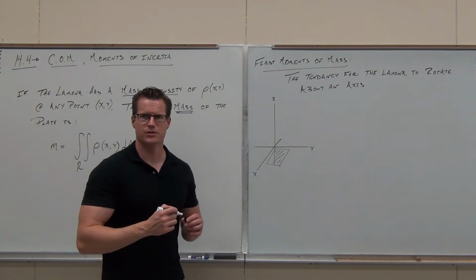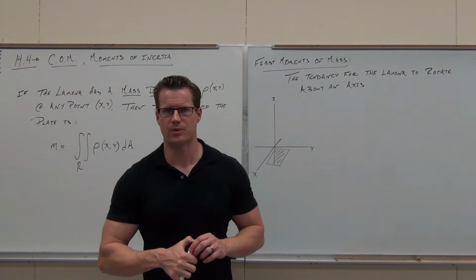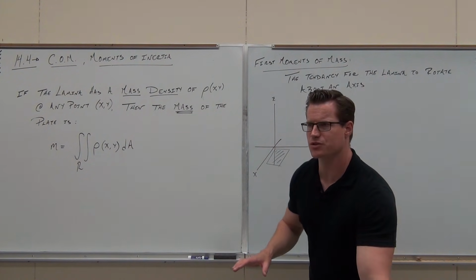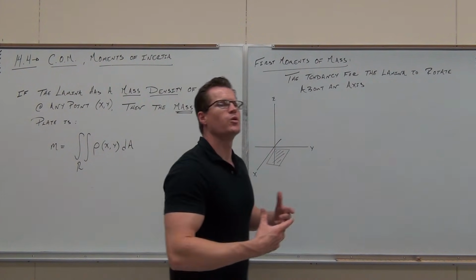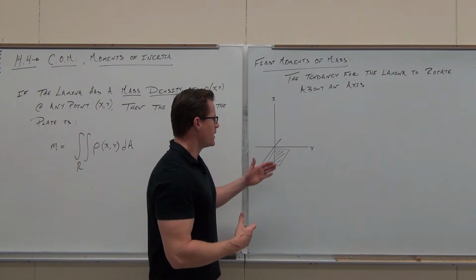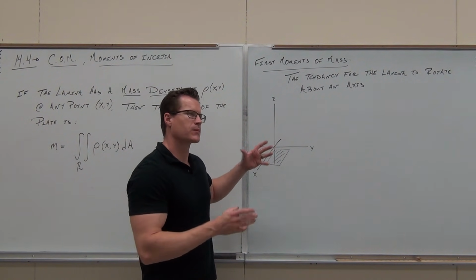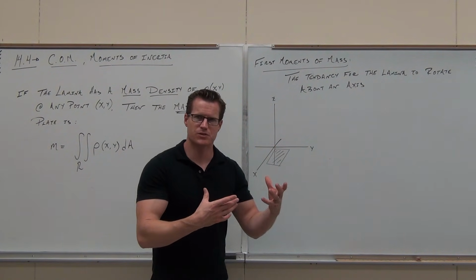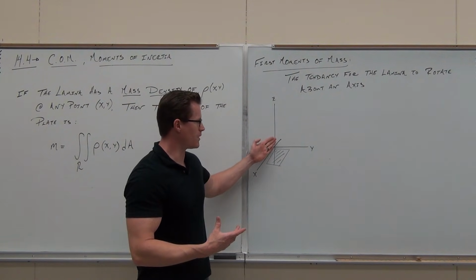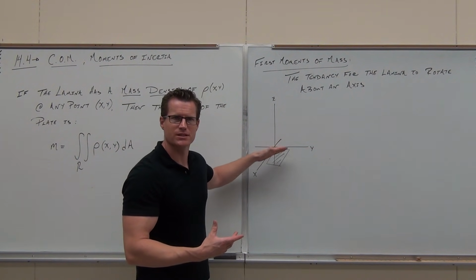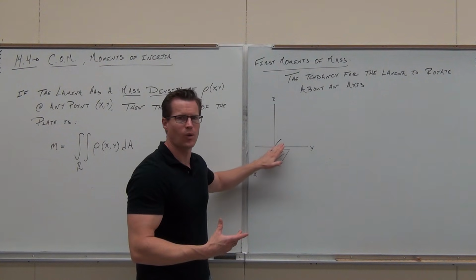Can you picture the plate? I drew a rectangle here just because it's easy, but it doesn't have to be a rectangle. Can you see the plate, the lamina that I just created? Here's what a first moment of mass means. It says, hey, what's the tendency for this plate to want to revolve around the x-axis? What's the tendency for this plate to want to revolve around the y-axis?